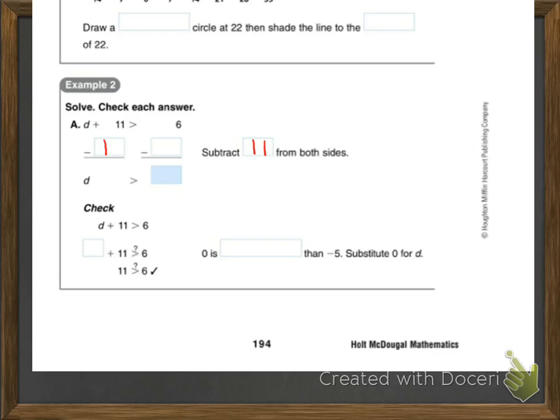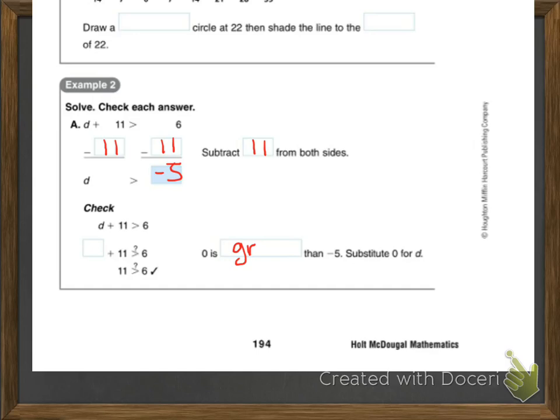Now down at the bottom, we're going to solve and check each answer. So d plus 11 is greater than 6. Because we are adding 11 to our variable, we are going to do the opposite, which is subtract 11 from both sides. So we have d is greater than negative 5. I'm sorry, there is no equal to. So d is greater than negative 5.